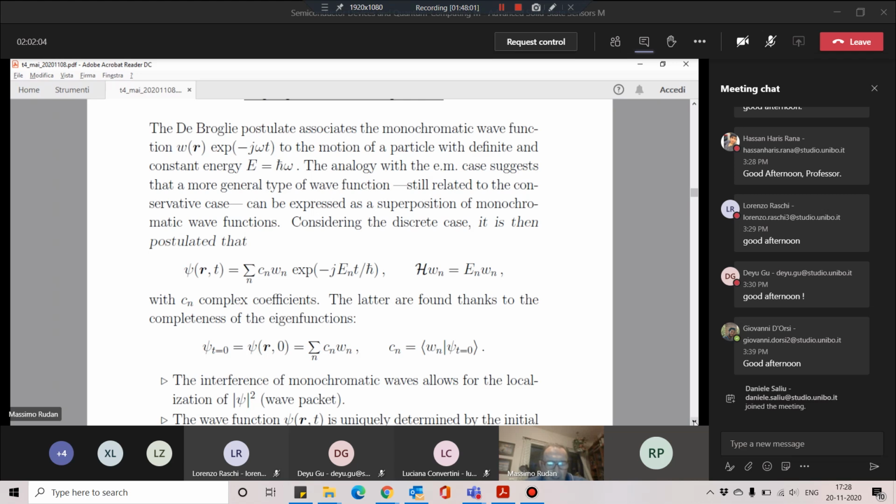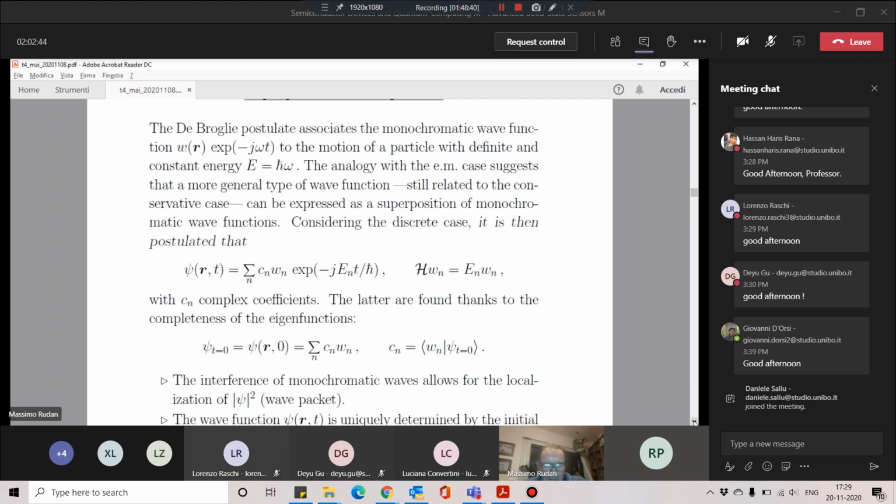Obviously, this expression of the wave function is valid at every time. So in particular, it is valid at t equal to 0. But if we let t equal to 0, we find the expression that is in the second line, the second equation. Psi at t equal to 0 is essentially the sum of C sub n W sub n.